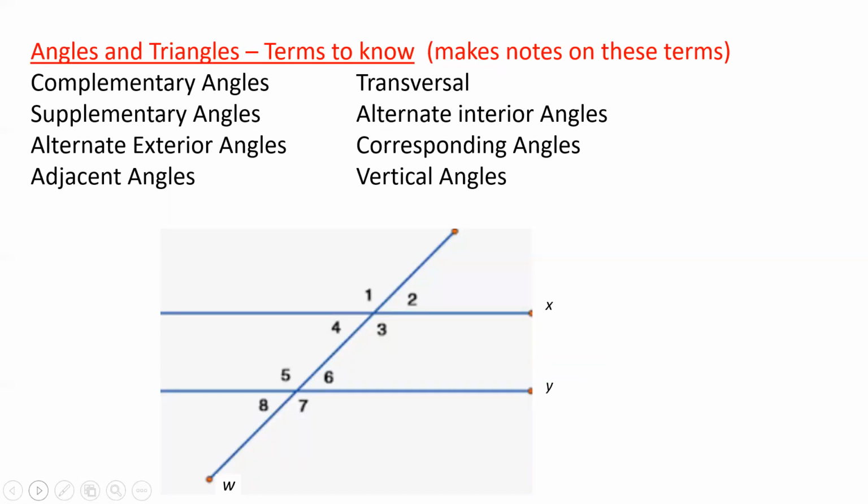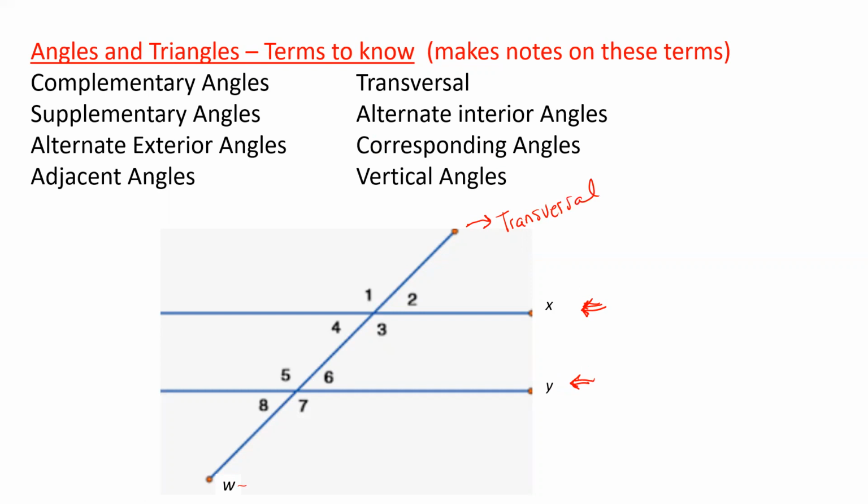All right, so all of these angles, well, almost all of these angles, are created when you have two parallel lines crossed by another line. We all know what parallel lines are, right? Lines that go on and on forever and never cross. Hopefully you quickly picked out the two parallel lines, which are X and Y. So line W crosses those two parallel lines, which makes line W a transversal. If you have a line that crosses two parallel lines, that is a transversal.